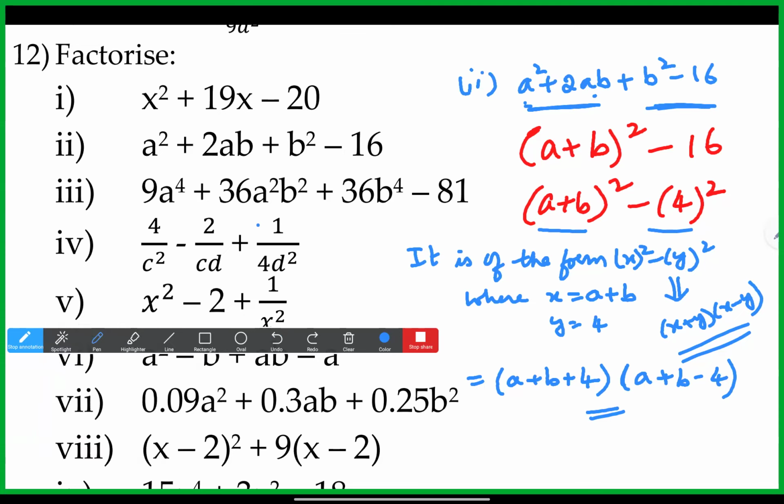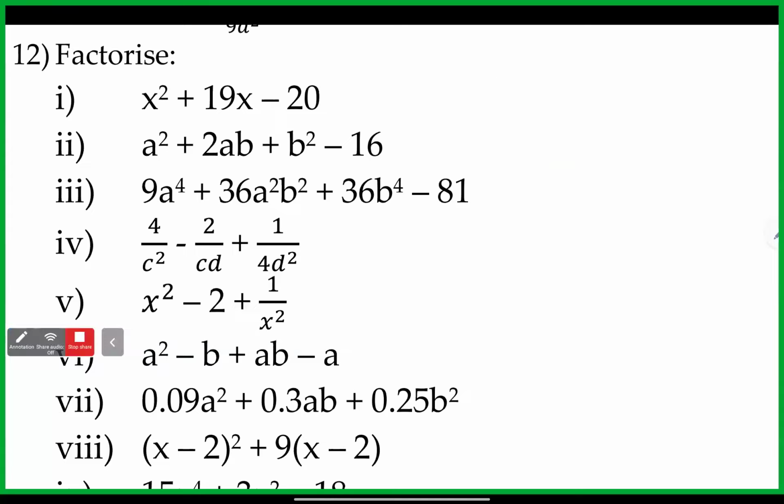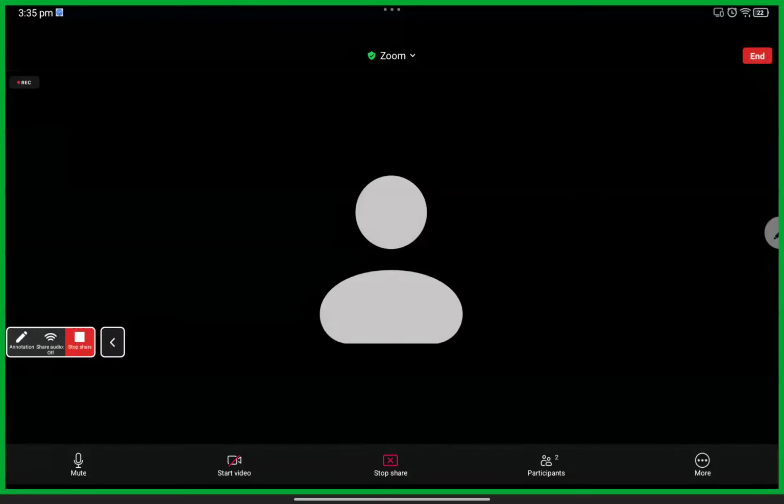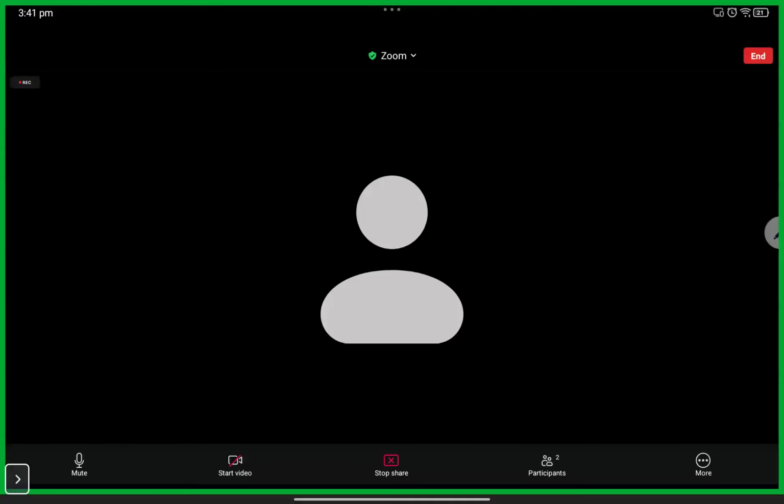The first three terms are looking like a plus b whole square, Maisha, and minus 16. So if you write a plus b whole square, then 16 will become 4 square. Now it looks like x square minus y square, like where we did the 11th question, so it will become that. Okay, Maisha? Okay, sir.